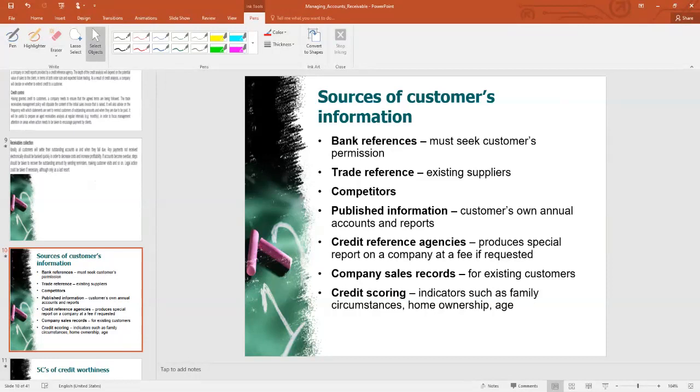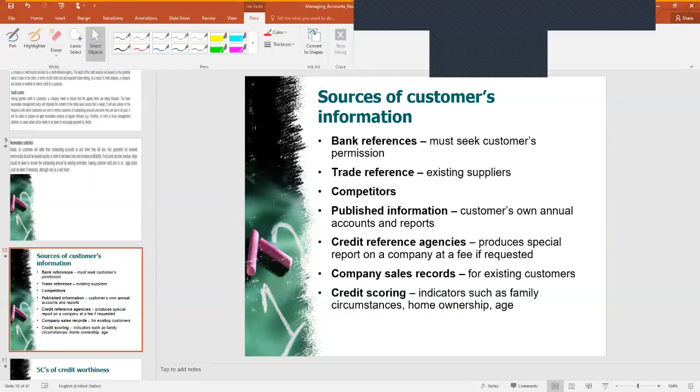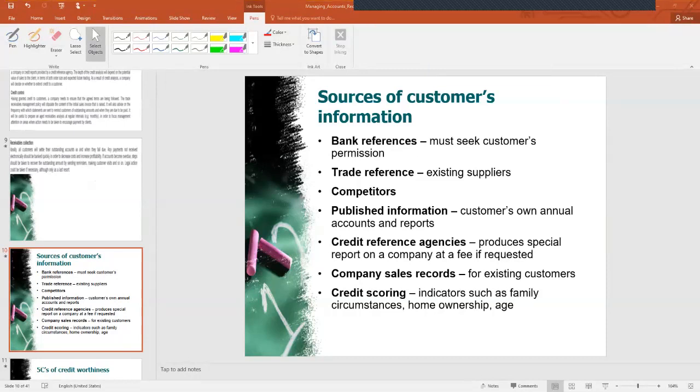Ask them to provide you with their published financial statements, if it's a company. We would expect that this company already has a set of accounts. They do prepare them for sure. They will provide us with their last 3 years audited financial statements. And of course, we can also get information from trade references, from the suppliers.